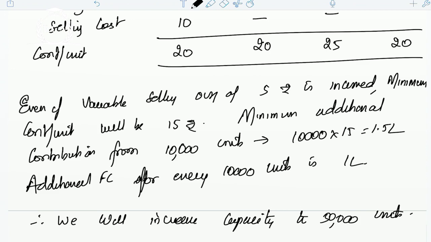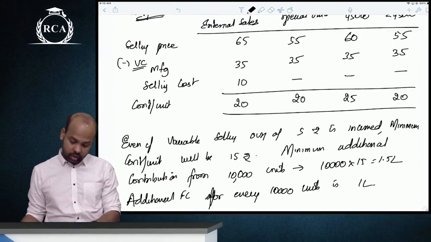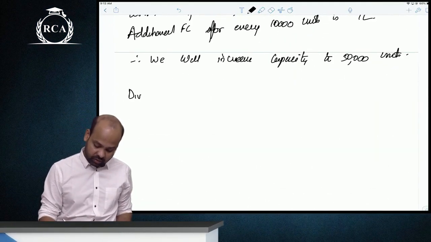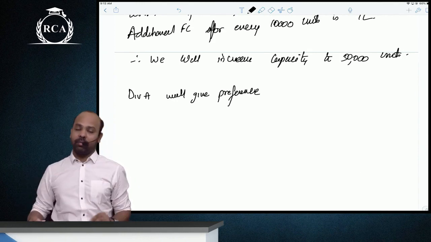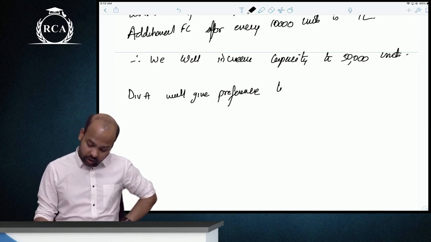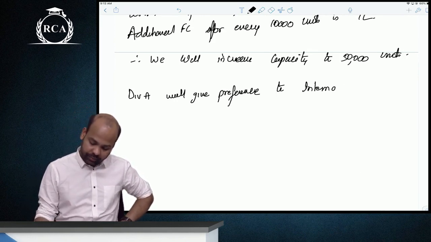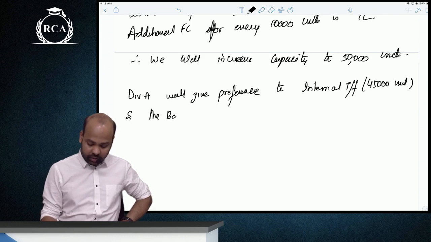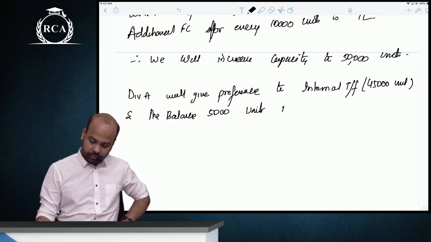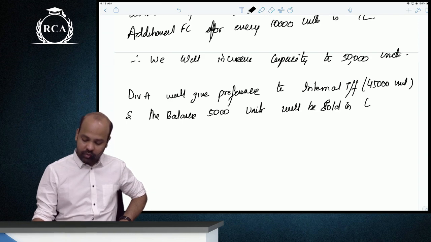Chalo guys, let us now present the best scenario. So obviously division A will give preference to internal transfers. That itself is the decision from the viewpoint of the company as well. They should be doing that. Will give preference to internal transfers, that is 45,000 units. And the balance 5,000 units will be sold in the external market.